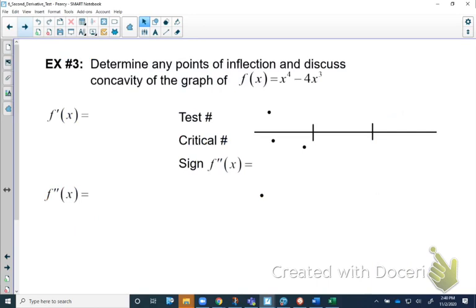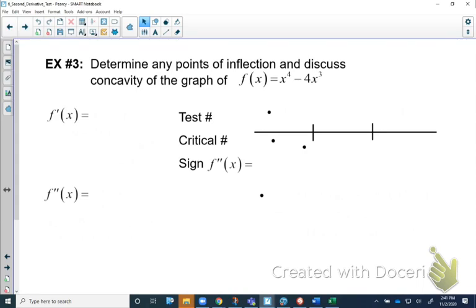So here, this third example, what we're going to be taking a look at is, can you determine any points of inflection and discuss what their concavity is going to be? Well, if we want to determine any points of inflection, that's going to show when the second derivative is equal to 0. So we have to get to that second derivative in order to be able to see where those points of inflection are going to be located on the x-axis.